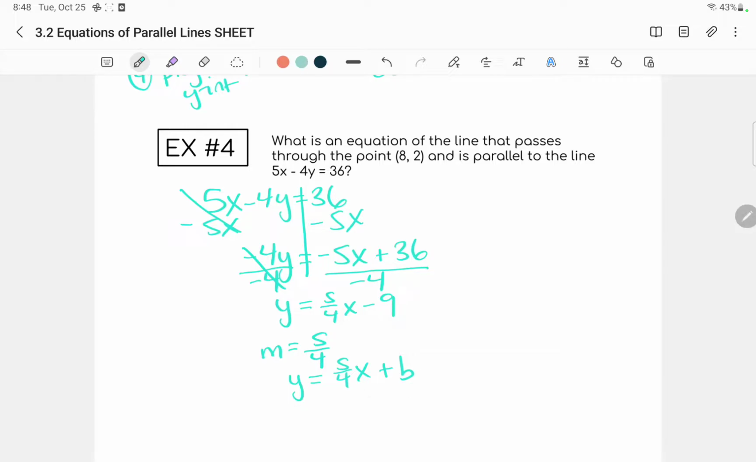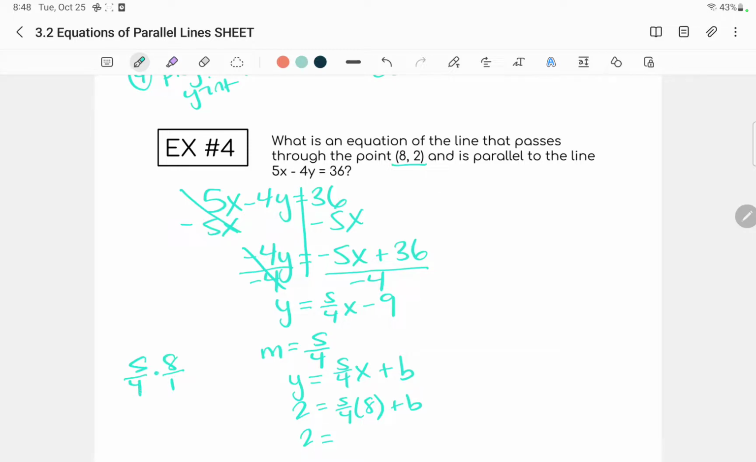So then I have to use the 8, 2, right? My ordered pair, so that I can find what b is. So 2 is y and 8 is x. And so I can plug those in so that I can find b. So let's go ahead and say 2 equals, and now what's 5/4 times 8? Well, let's put that over here. 5/4 times 8 over 1.